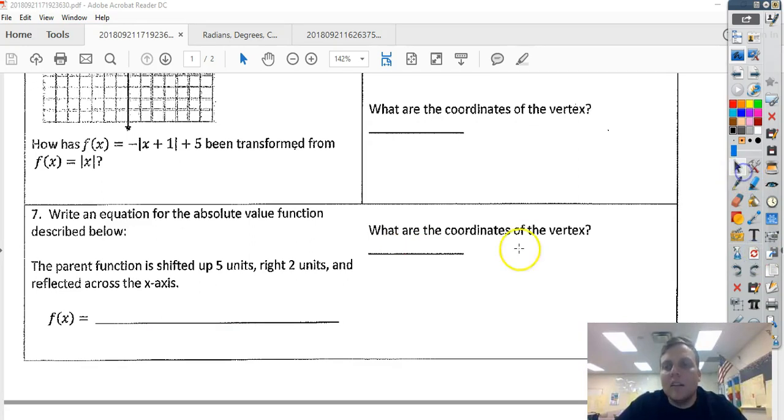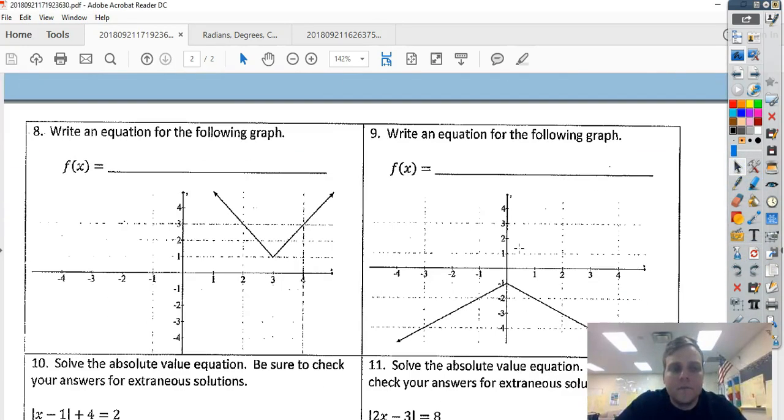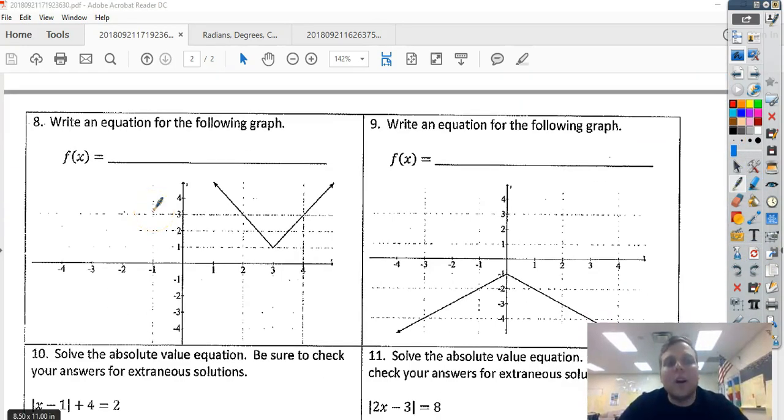Okay, let's go on. Let's try to do number 8 together. Number 8. Alright, it says write an equation for the following graph. And it shows us an absolute value graph that has been shifted from 0, 0. It's now been shifted all the way over. It's gone to the right 3 and up 1. So they say f of x equals the absolute value of x minus 3 and then up 1.